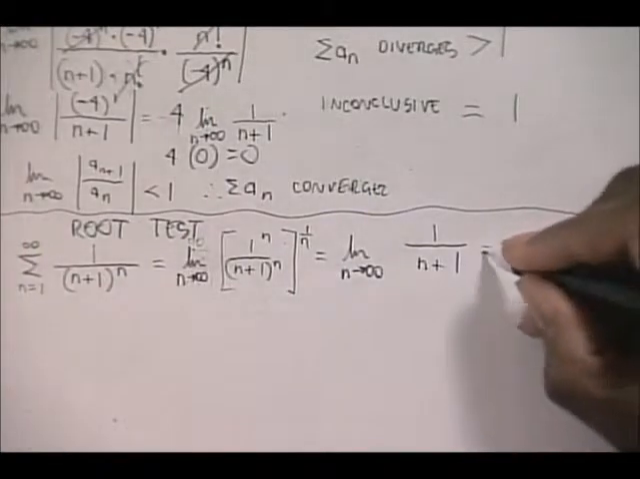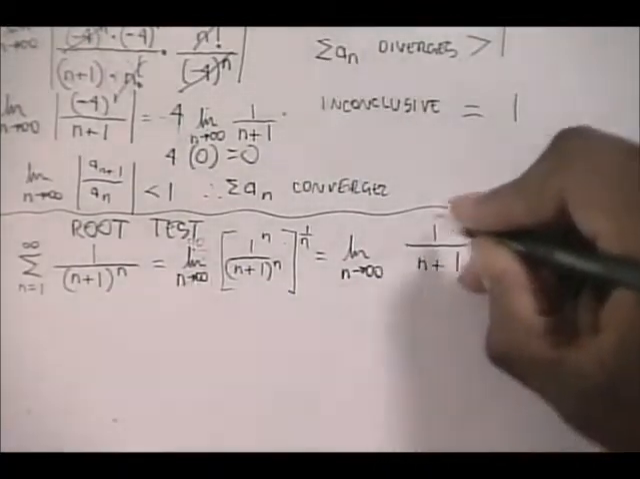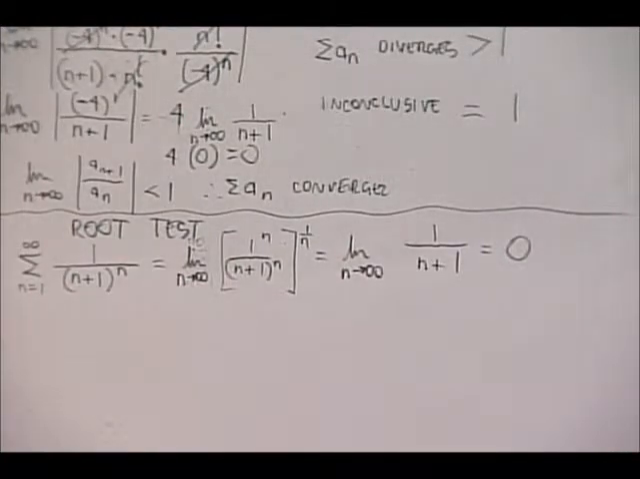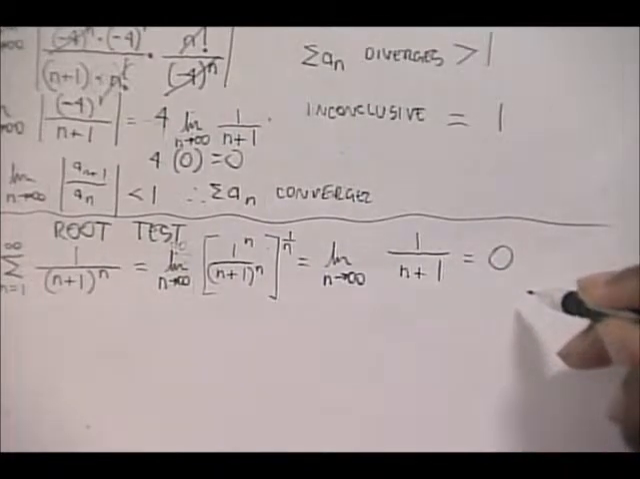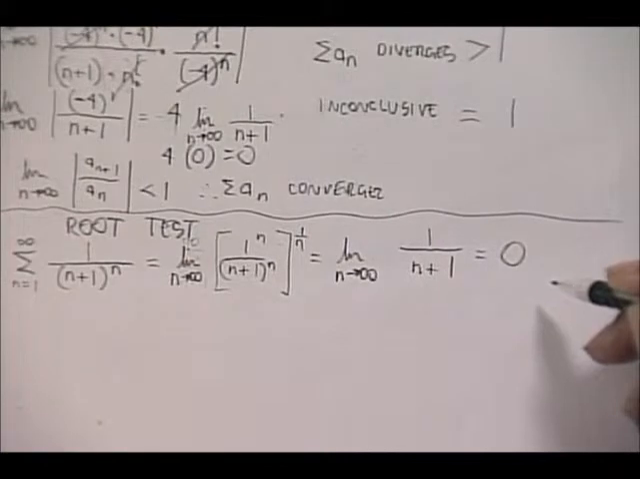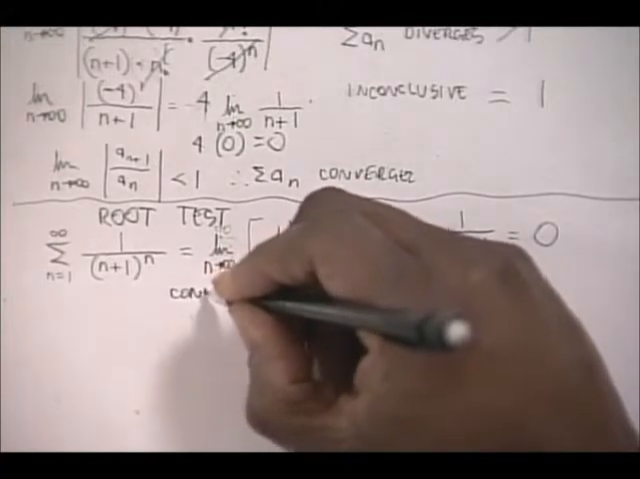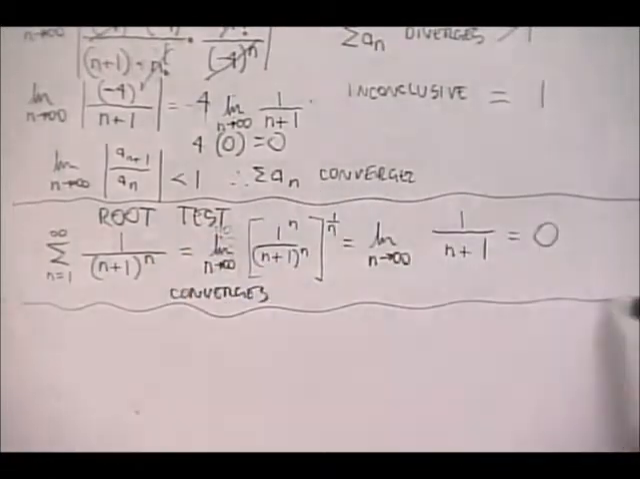You evaluate this limit and substitute in infinity. The denominator is getting incredibly large, which makes the fraction incredibly small, so you get a limit of 0. According to the test, if the limit of the nth root of a sub n is less than 1, the original series converges absolutely, and anything that converges absolutely converges. So this converges. I don't have time to put that into words because I want to get through one more example.